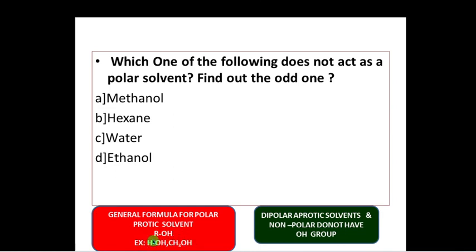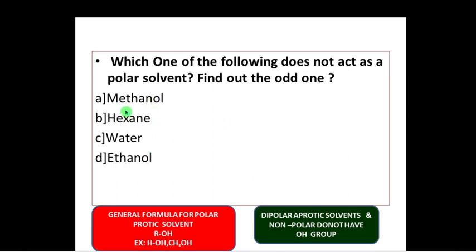R may be a hydrogen, which is nothing but water here. R may be a methyl group, which is methanol. So a polar solvent must contain ROH. For polar protic solvents, ROH is the generalized formula. If it is a dipolar aprotic solvent or a non-polar solvent, generally they do not have an OH group in the compound. So based on this, the odd one out here is hexane.